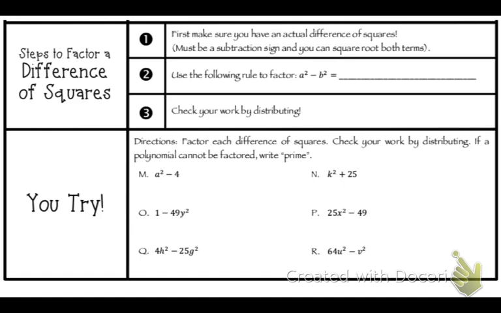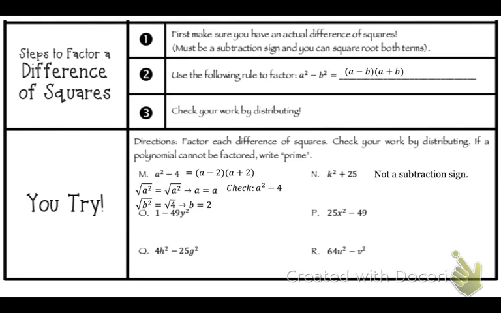Okay? And then to factor these, if you have a squared minus b squared, that factors to a minus b and a plus b. Let's do some examples. So if we have a squared minus 4, that means a squared equals a squared, b squared equals 4. Square root both sides, you get a equals a, b equals 2. So that's going to be a minus 2, a plus 2. You can check by distributing, and you do get a squared minus 4.